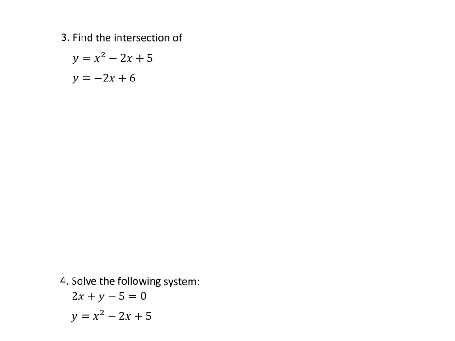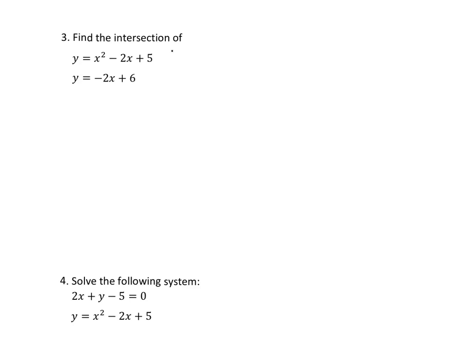You'll notice in question 3, we're asked to find the intersection of y equals x squared minus 2x plus 5, a parabola, and the line y equals negative 2x plus 6. In both of these equations, y is isolated. This sets this up perfectly for substitution. You can also use elimination, just like you did with systems of 2 lines in grade 10.